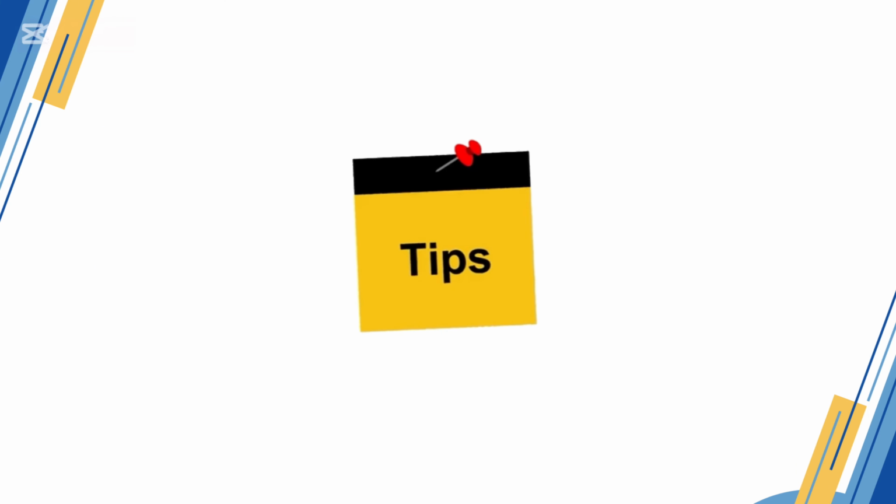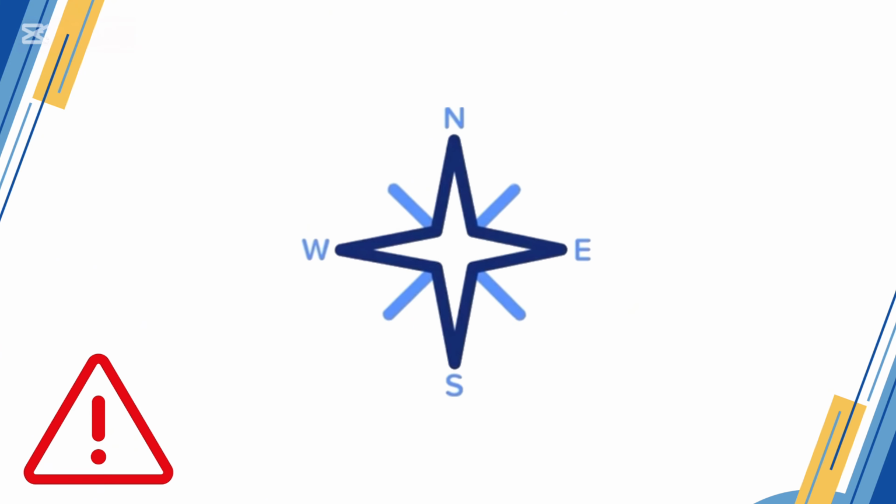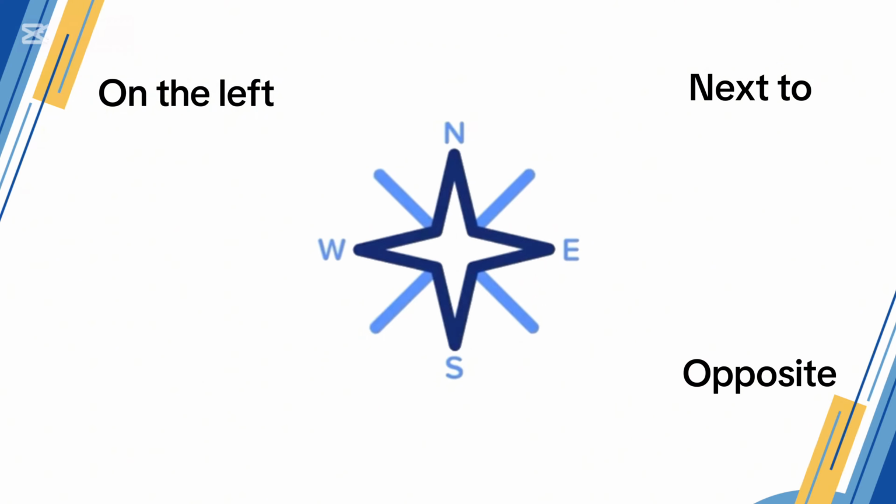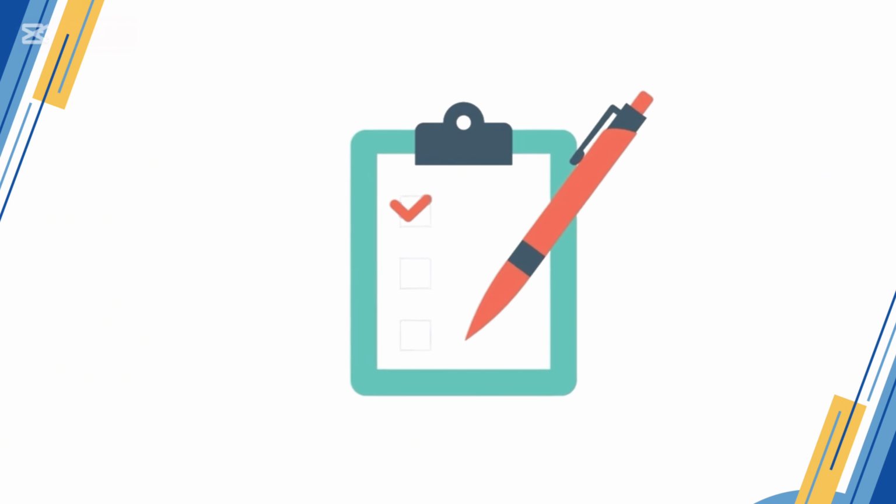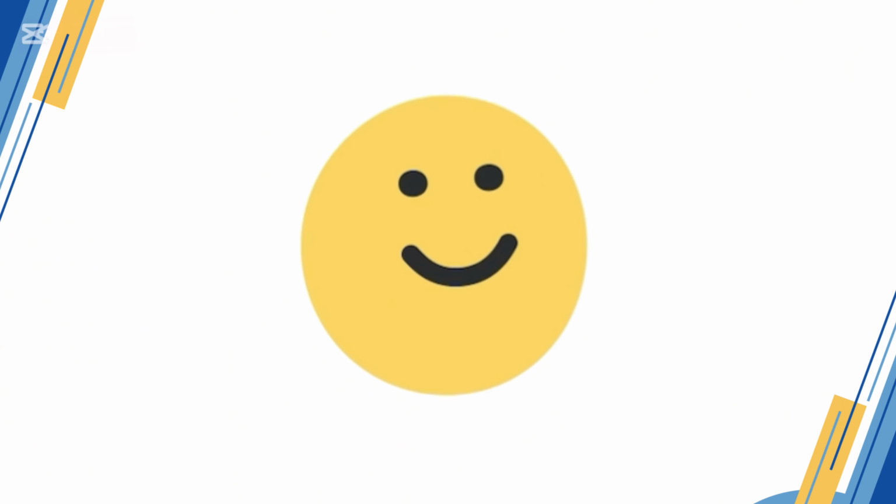Pro tip. Always look at the map or diagram before listening and predict possible answers. Pay close attention to directional words like next to, opposite, on the left, at the corner to follow the speaker's instructions accurately.